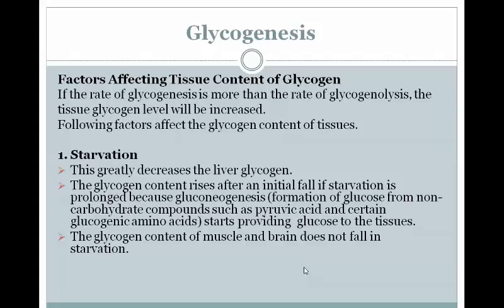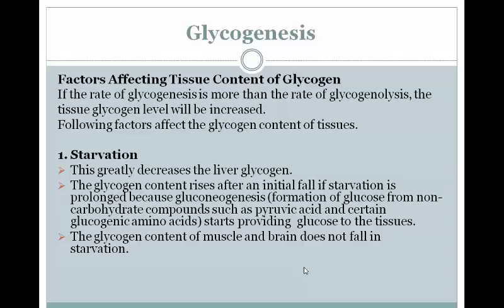There are certain factors which affect the tissue content of glycogen. Glycogenesis has a relation with glycogenolysis. If the rate of glycogenesis is more than the rate of glycogenolysis, the tissue glycogen level will increase, because there is more formation and less breakdown. Now let's see the factors which affect the glycogen content of tissues.